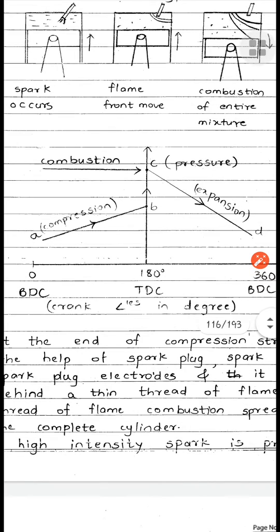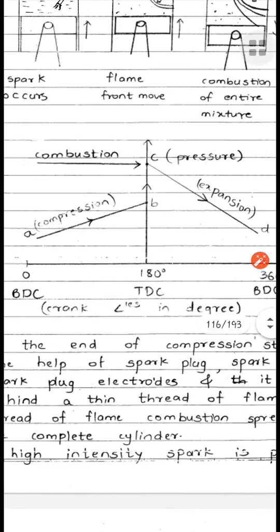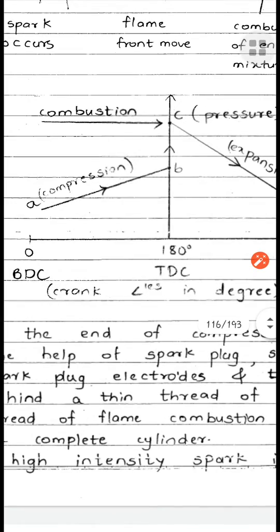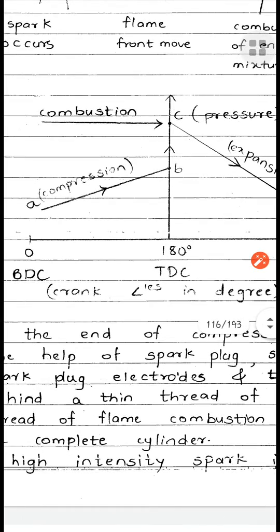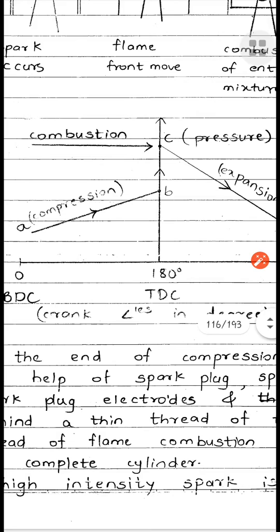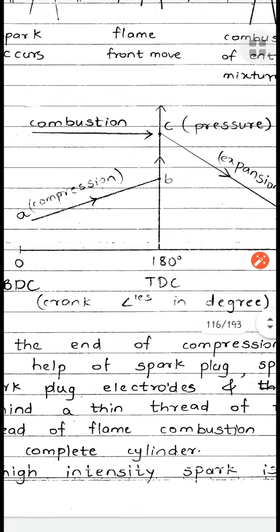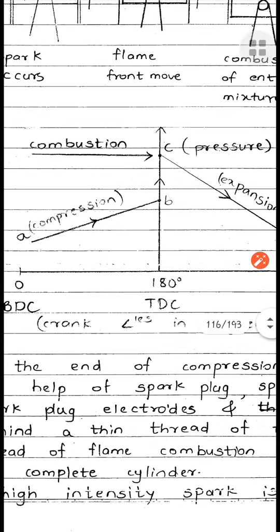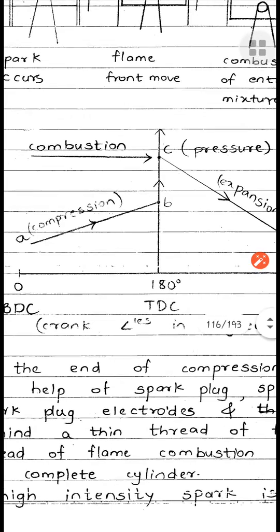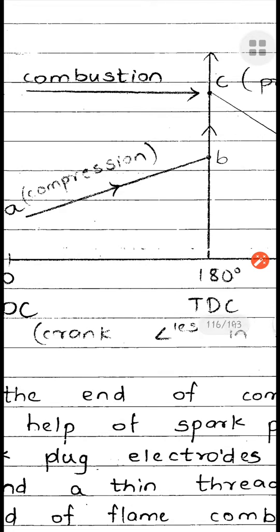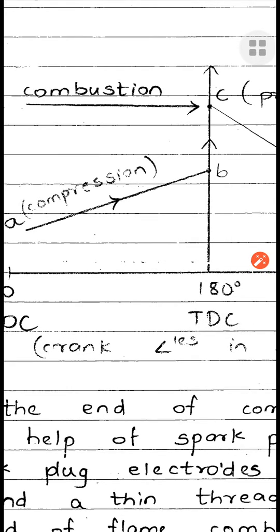Also, with the help of this pressure versus crank angle diagram, we can understand this particular concept. During the compression process, the piston moves from bottom dead center to top dead center, and the crank rotates from 0 to 180 degrees, which is shown with the help of this horizontal line, and the vertical line shows the rise in the pressure inside the charge of air and fuel. Process A to B shows the compression process. During this process, the piston is moving from bottom dead center to the top dead center, shown by the line AB, and there is a gradual rise in the pressure.